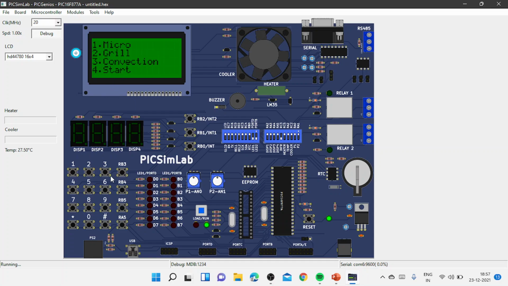Let me show once again how to open the door. We have to choose start mode. When the timer is on, we have to click the RB3 switch in order to open the door. When we open the door, it says door is opened, please close the door. Again we have to click the RB3 switch in order to close the door. That's it for this project.